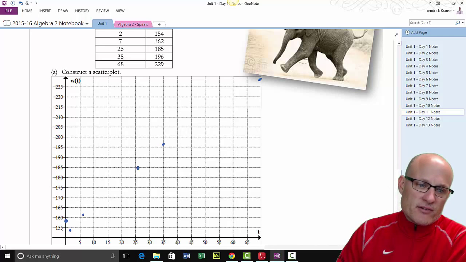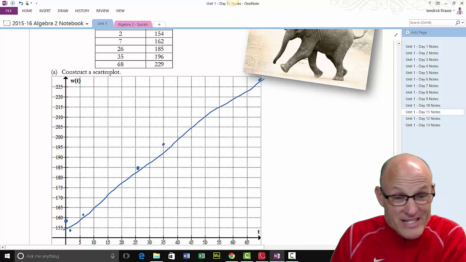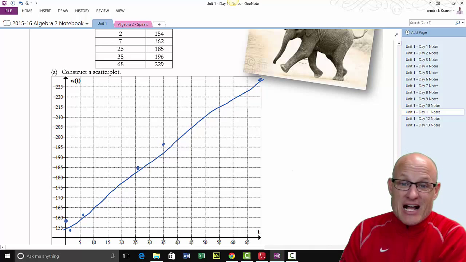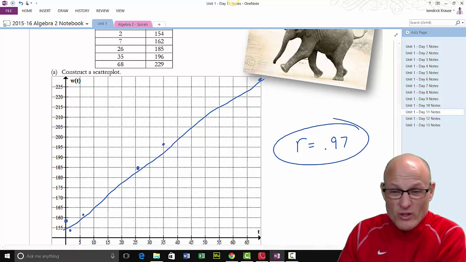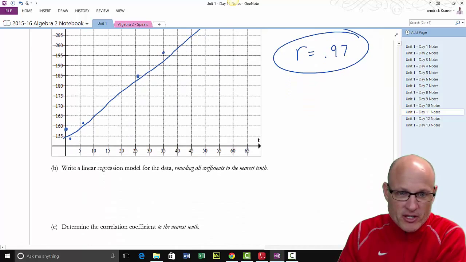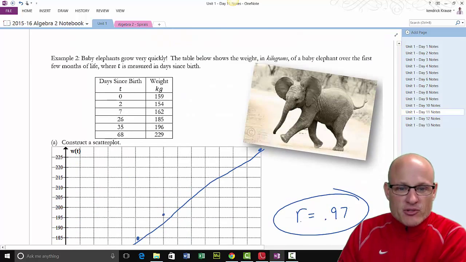So I had to graph these. Losing weight that first day is normal for babies. And if you go off the line of best fit, boy, that's really, really close. I'm going to guess right now R equals 0.97. It's really close. Now, my graph might be a little bit off, so let's get these numbers into my calculator.